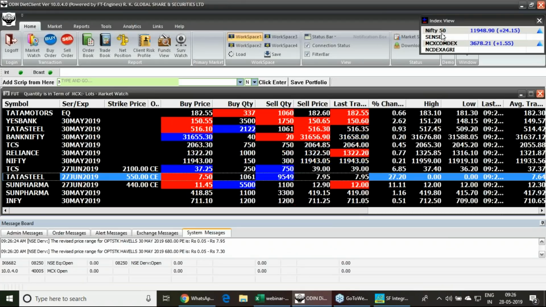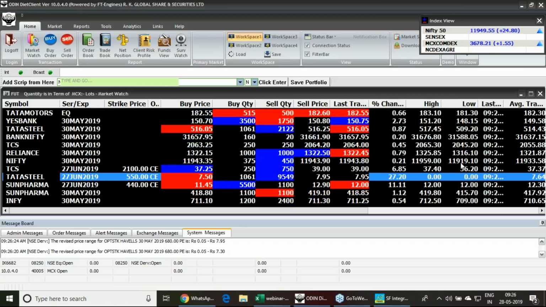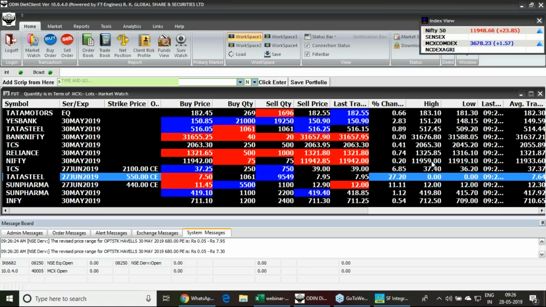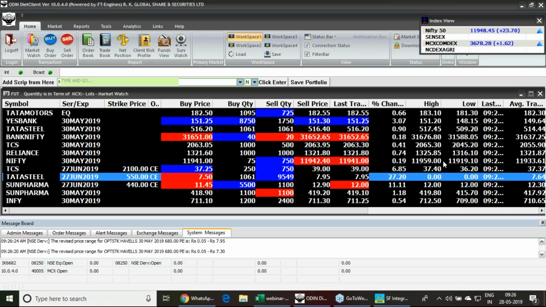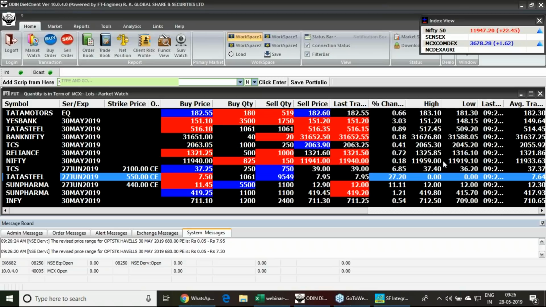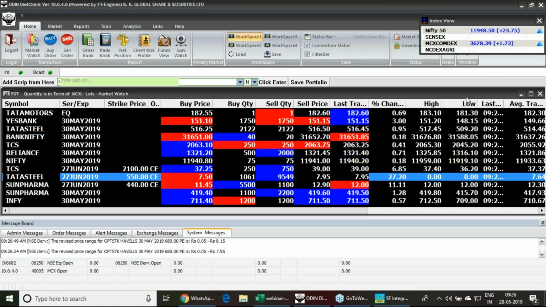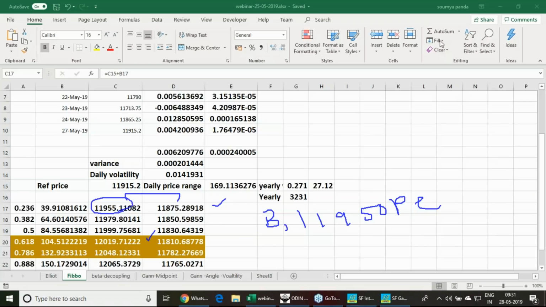So now Nifty is at the 11,943 level. In between it has gone to 11,920, 919, and come to 11,959 also. So these are the movements of the Nifty. Wait for the breakout, and once that happens, we will enter. This is for the Nifty. We have calculated 11,955.